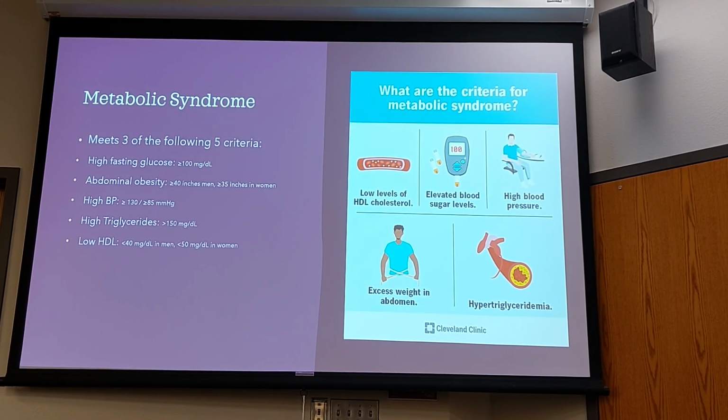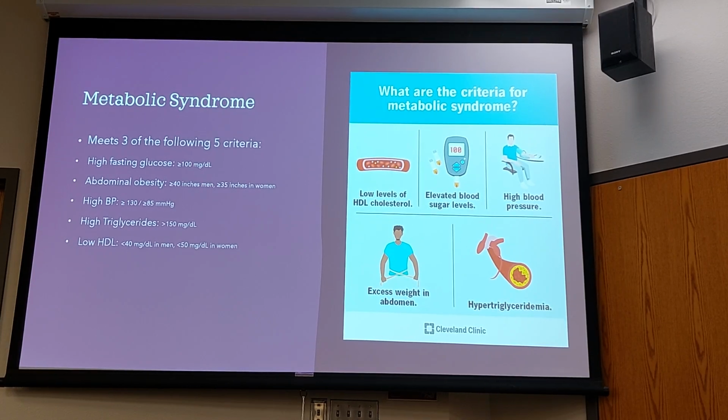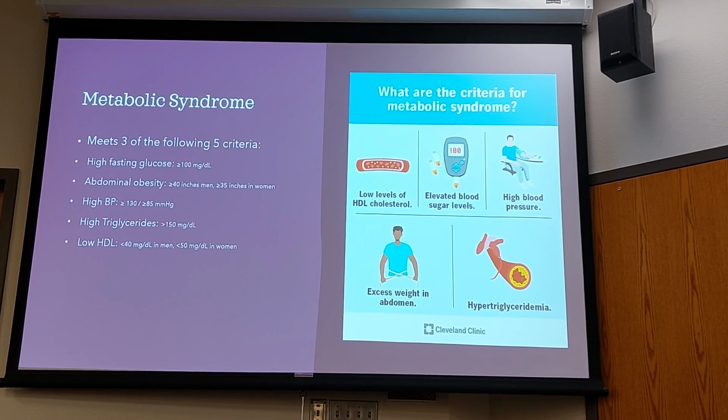Hypertension. Now it says equal to or greater than 130 over equal to or greater than 85. It's probably a little bit lower than that because we've lowered that threshold with hypertension. Somebody in their 120 systolic is considered pre-hypertensive. So if they're kind of living in that area and they have 2 of these other factors, we may still consider them in that metabolic syndrome state. So greater than 40 inches for men and greater than 35 inches for women. Not pregnant women.